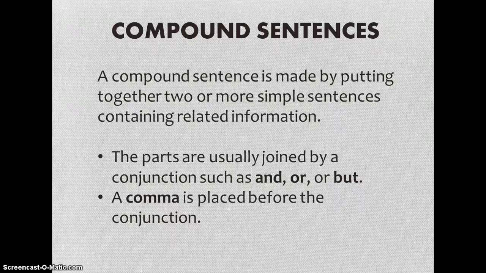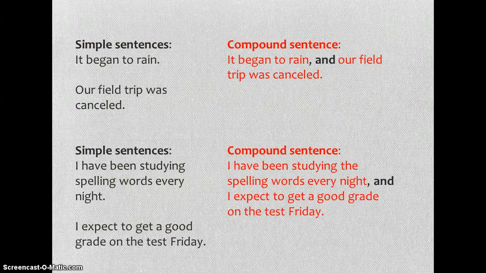Let's look at some examples. Here are two simple sentences. It began to rain. Our field trip was canceled. So if you take these two simple sentences and you put them together, you'll have a compound sentence. This is what it looks like. It began to rain, comma, and our field trip was canceled. So what you've added is a comma before the conjunction and.